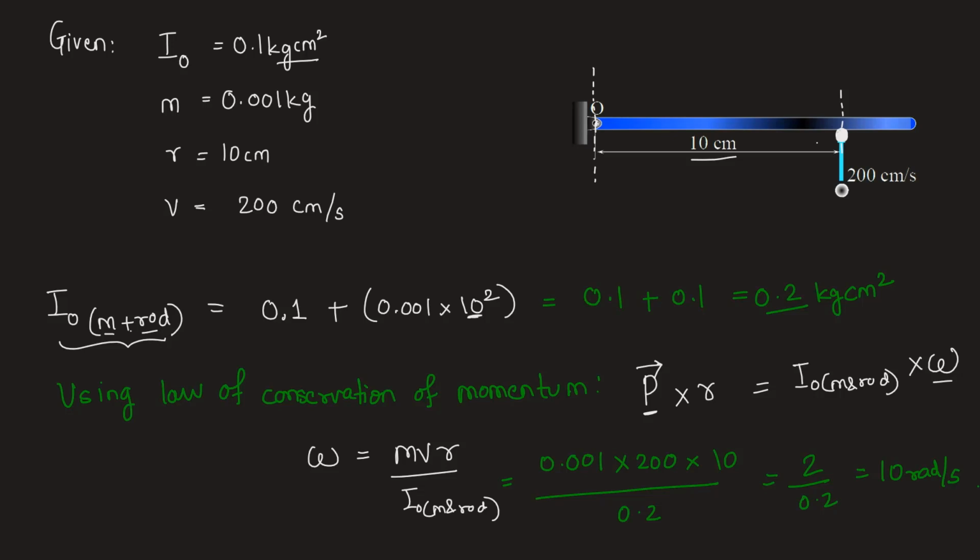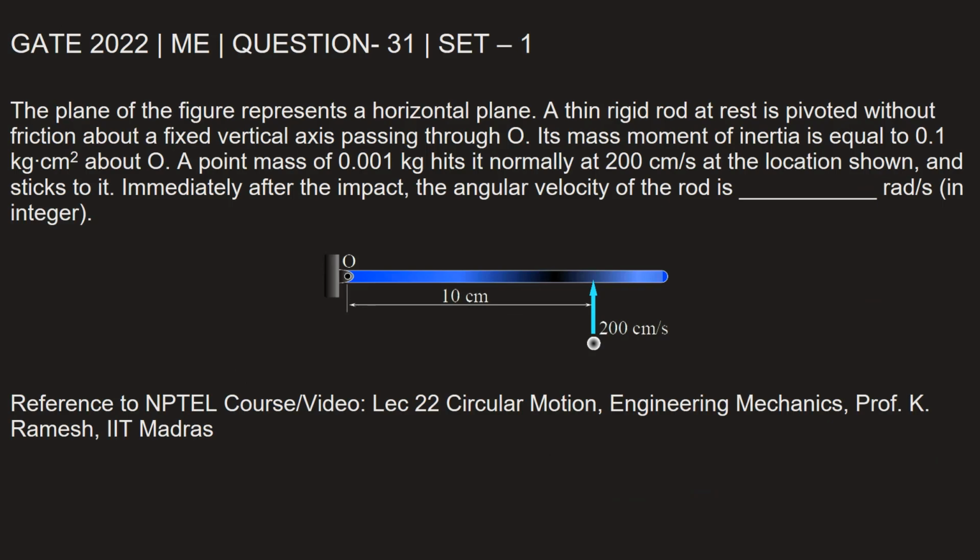Let's go back and fill in this answer. Angular velocity of the rod is 10 radians per second. The answer already is in integer form.